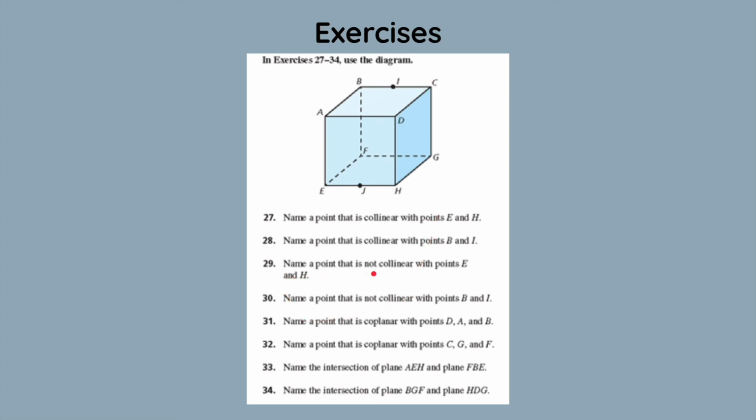Name a point that is not collinear with points E and H. So we have points E and H. We already know that point J is on this line, and actually that's the only point on this line. So all other points would be considered not collinear. Name a point that is not collinear with points B and I. The only other point that is collinear with B and I is C, and all the rest of the points are not collinear because they do not fall on the same line.